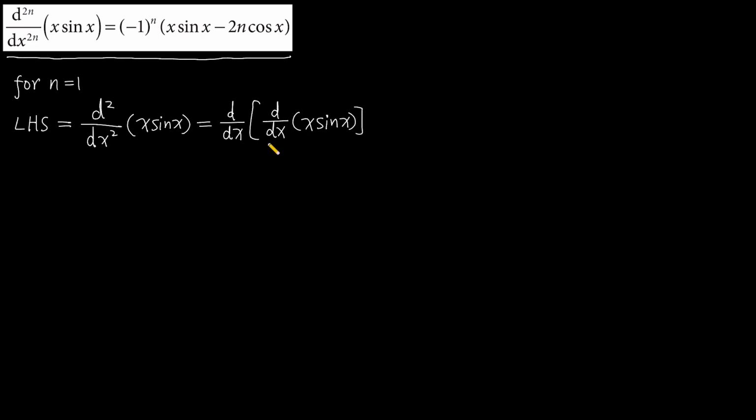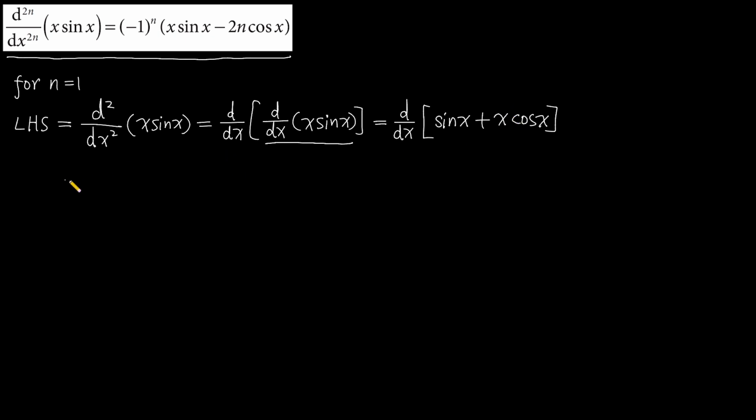First, we calculate this part, and this equals d/dx. We use the product rule, so the derivative of it is sin x plus x multiplied by cosine x. And then calculate this derivative. So we use the addition rule and the product rule.